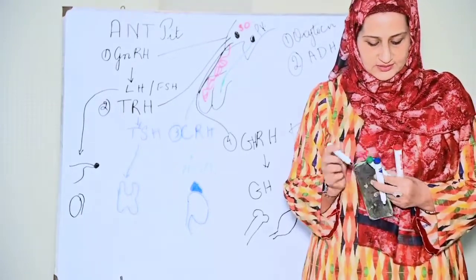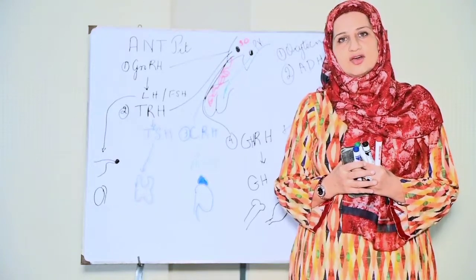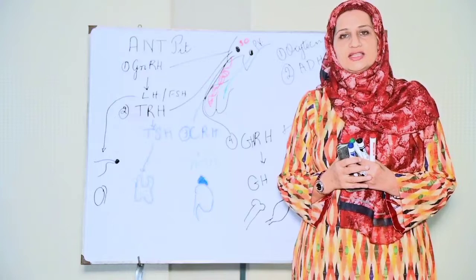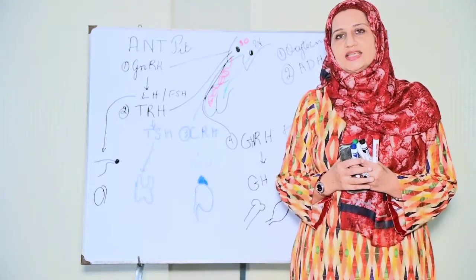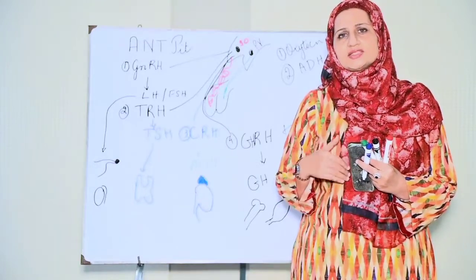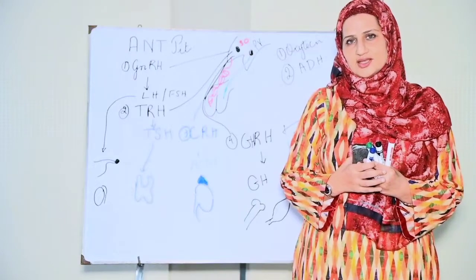So this is a brief summary of the working of our hypothalamic pituitary axis. What I need you to do is that we keep on reviewing this again and again as we proceed on to the diseases of the pituitary gland. Thank you so much.